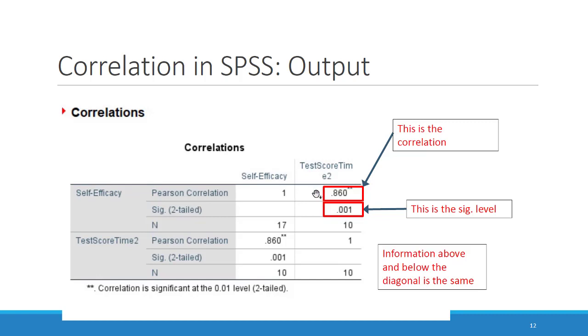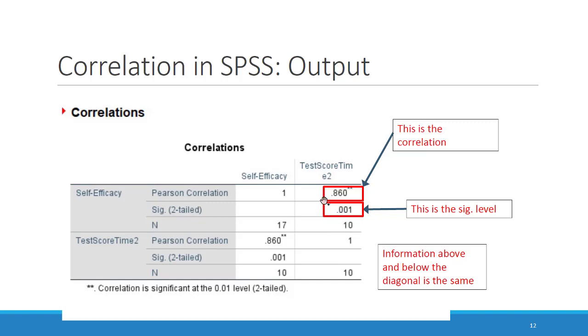Is it statistically significant? Well, we can tell that by looking at the next line down. We see this thing here that says sig two-tailed. That's our statistical significance. In this case, the p-value is 0.001. This is less than a p of 0.05, less than our cutoff value of 0.05. So we know that our correlation between self-efficacy and test score at time 2 is statistically significant. The third line here is the N, and that's the number of people that are included in your analysis.